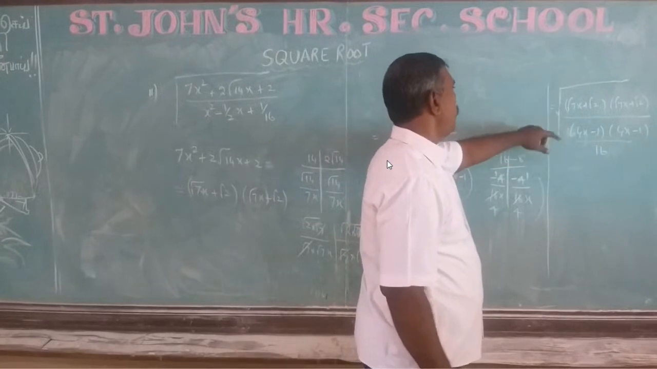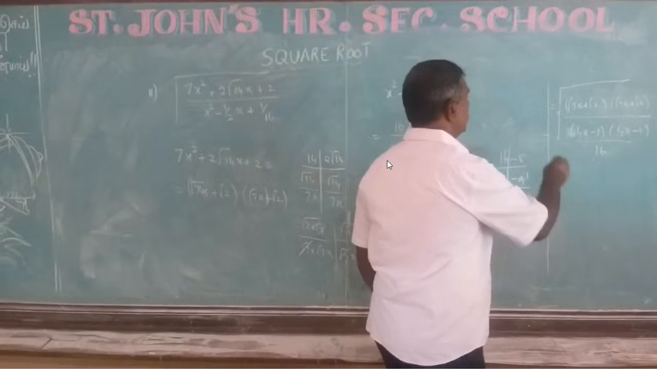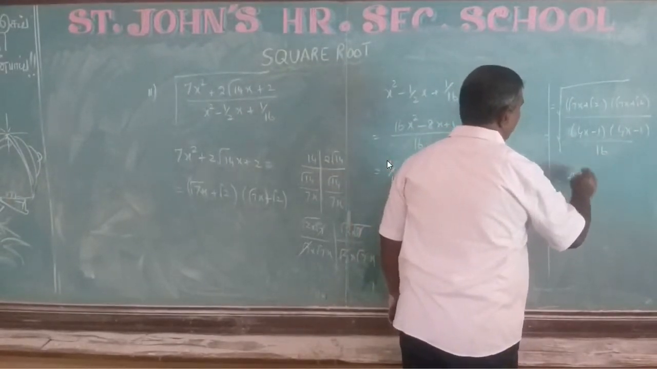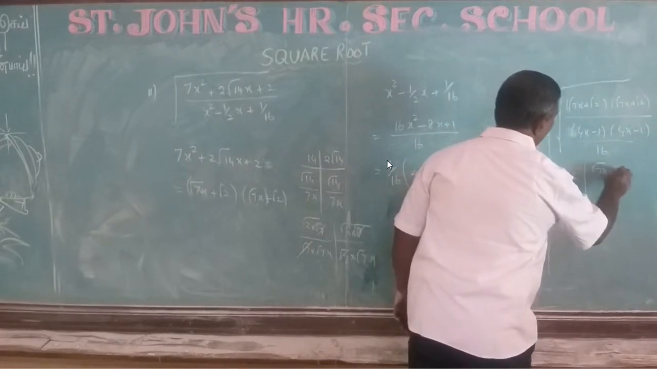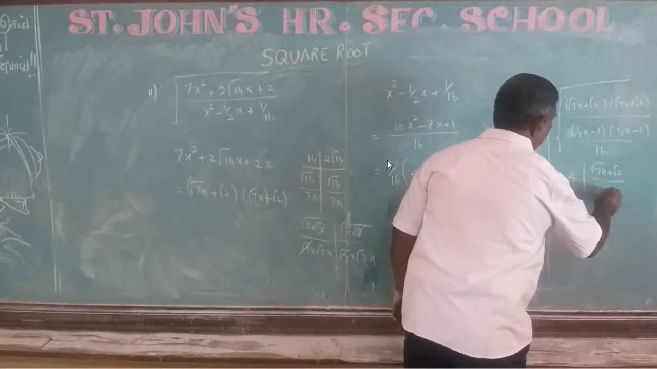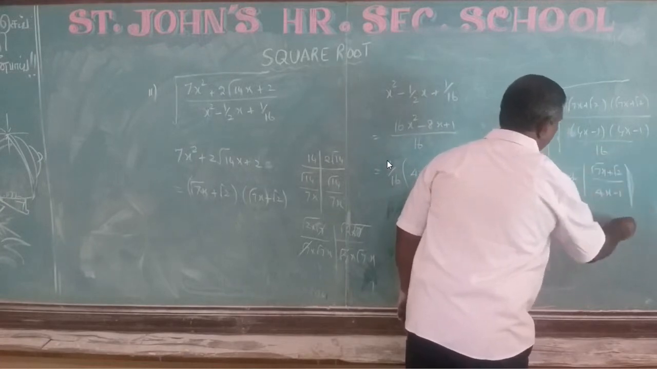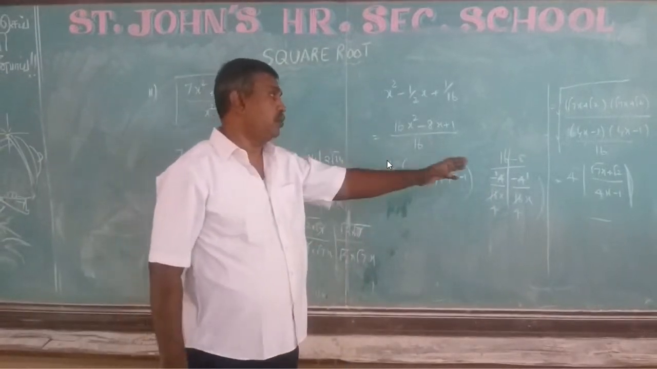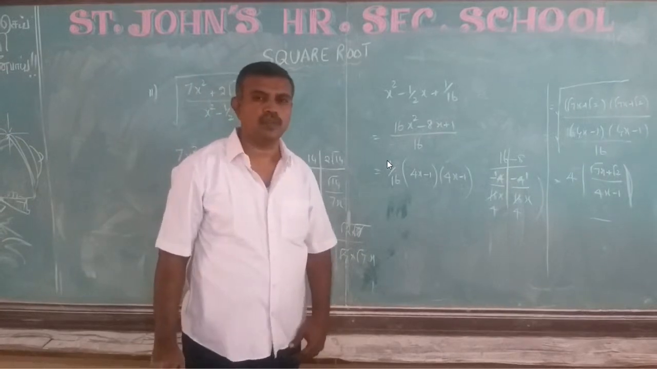Now we take the square root. Square root of 16 is 4. Therefore, the square root value we write is the modulus of root 7x plus root 2 by 4x minus 1.